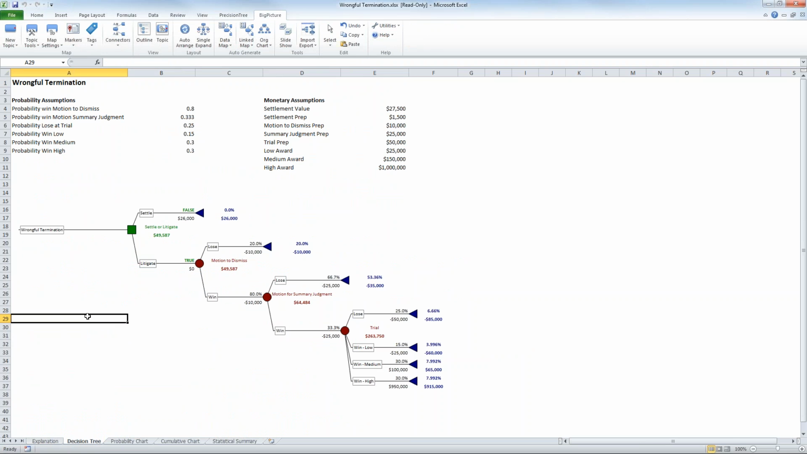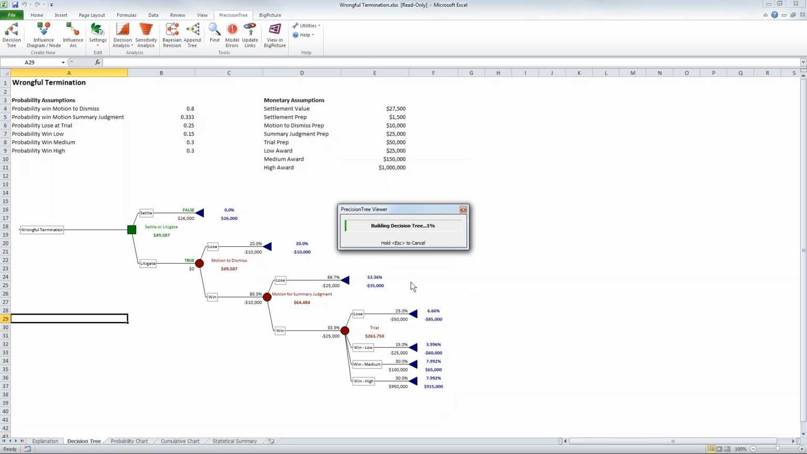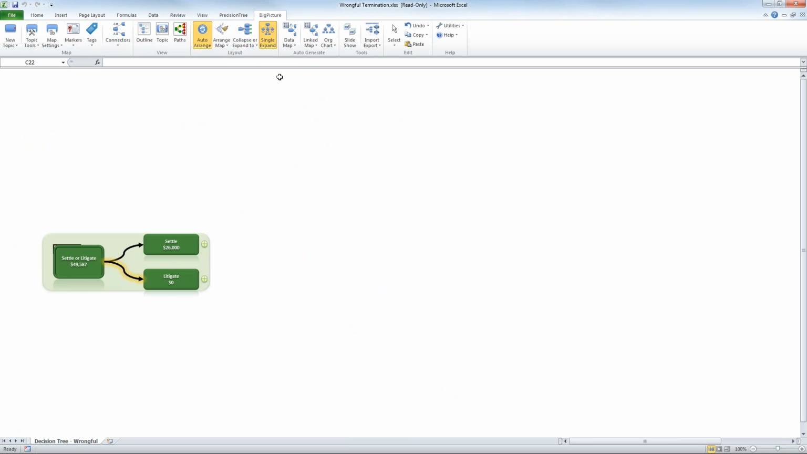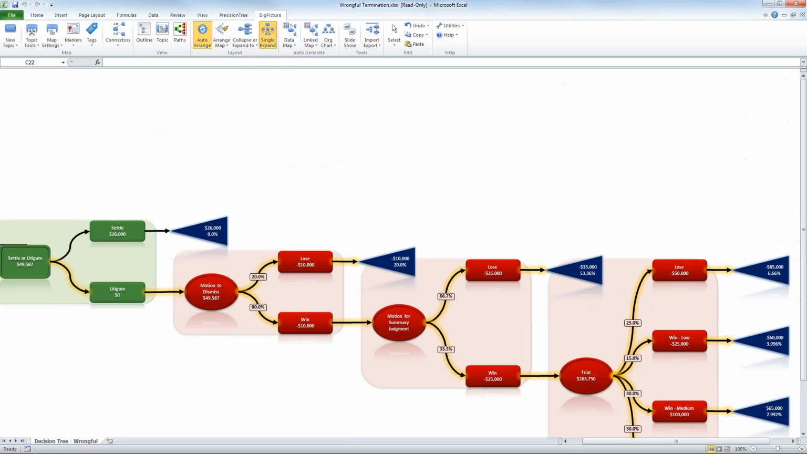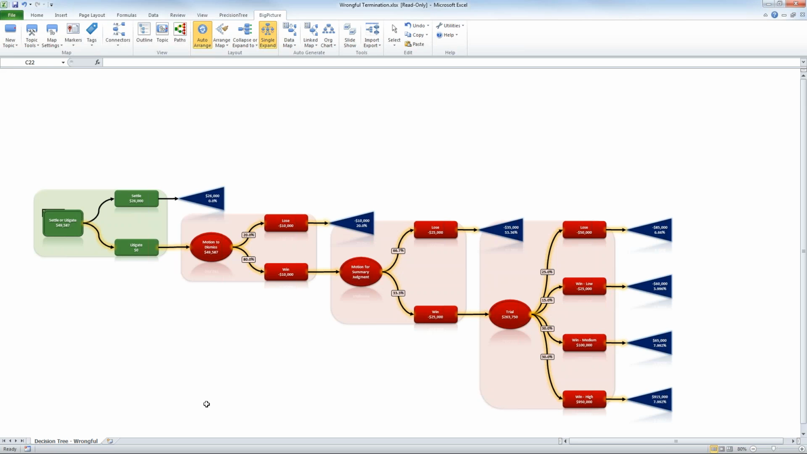So we're back in PrecisionTree. This is the wrongful termination decision tree. And I'm going to go ahead and say view in Big Picture. So this is what it looked like. And then when we view it in Big Picture, we say OK. It automatically makes it nice and pretty. If I want to expand it all out, I say no topics collapsed. There's our nice and pretty map. I'll just back out the zoom a little bit so we can see it a little better here.